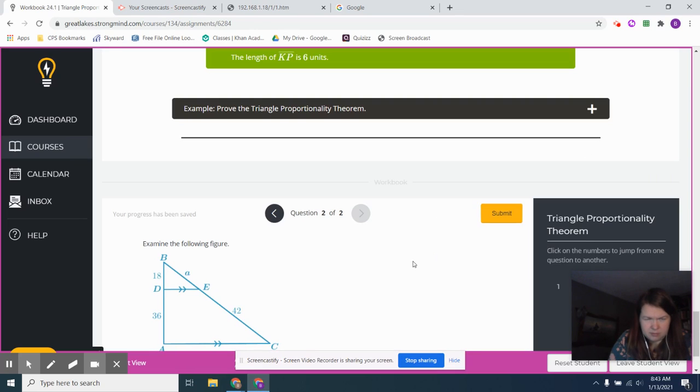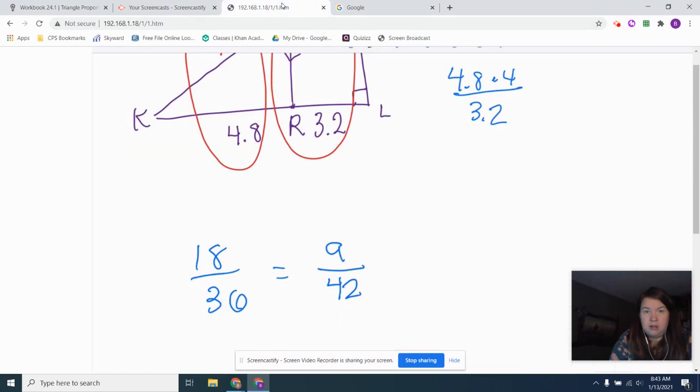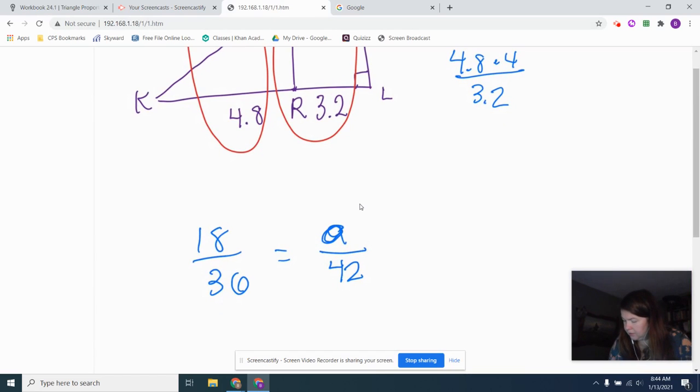And then question 2, examine this figure and find A. So again, this is where I'm going to use the thing I did on the other one. I'm going to set up the proportion. I'm going to use these two fractions because they already kind of look like fractions. So I'm going to do 18 over 36 is equal to A over 42. Let me show you how that looks. Right there. That's an A. It looks like a 9. A over 42.